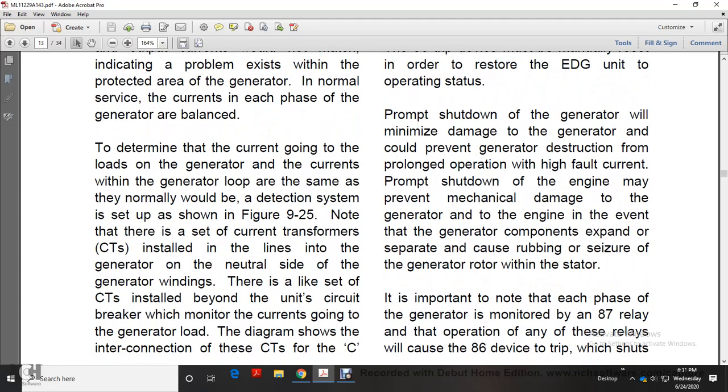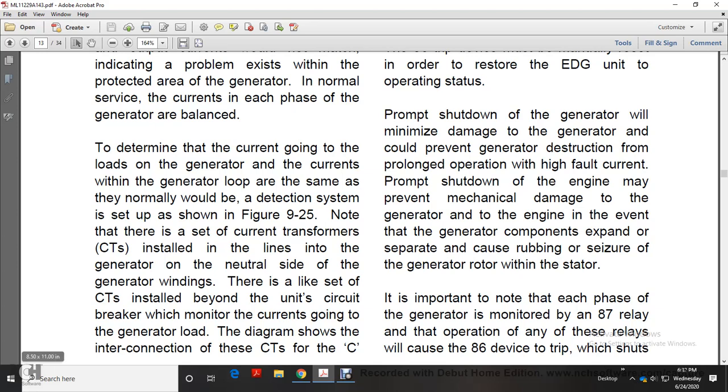Determine that the current going into the load of the generator and the current in the generator loop are the same as they normally would be. The detection system is set up as shown in figure 925. Note that there is a set of current transformers installed with the line into the current generator on the neutral side of the generator windings. There are also a set of control current transformers installed beyond the circuit breaker to monitor the currents going through the generator load.